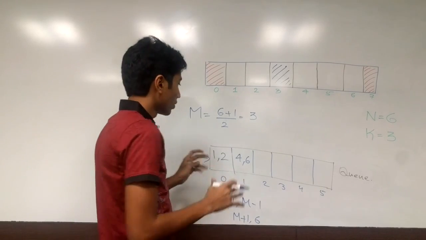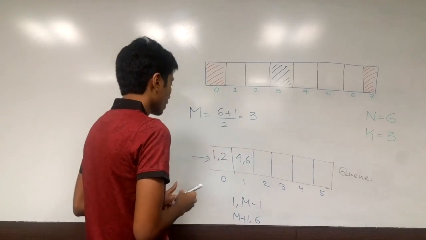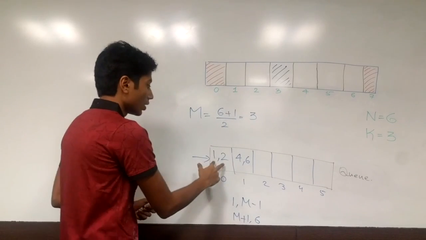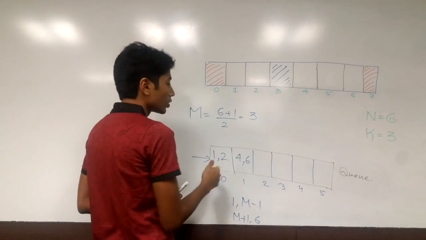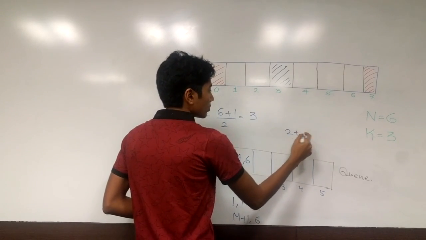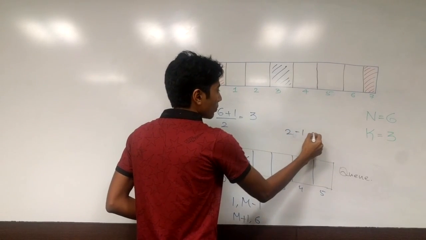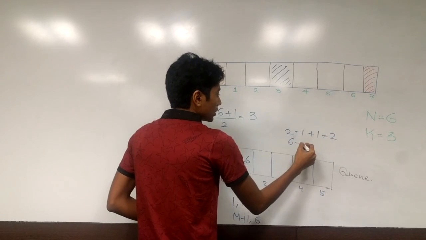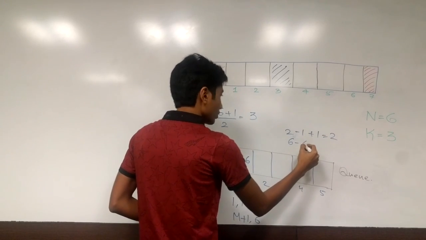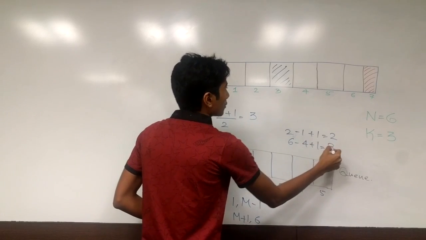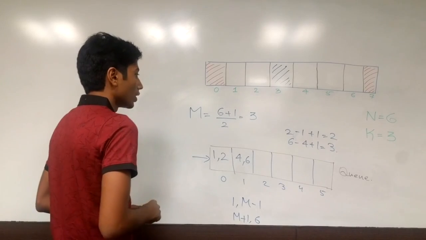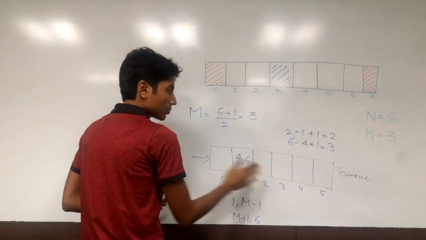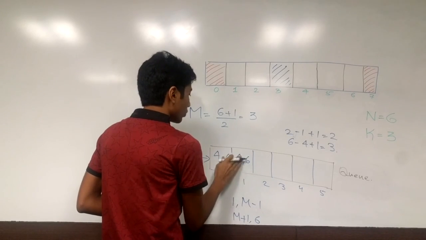These are the two segments which are inserted in the queue. And now they need to be sorted. So 1, 2 and 4, 6 is what you have. The size of the segment 1, 2 is 2 minus 1 plus 1, which is 2. And the size of 4, 6 is 6 minus 4 plus 1, which is 3. So this segment is larger, and after sorting, this priority queue becomes 4,6 and 1,2.